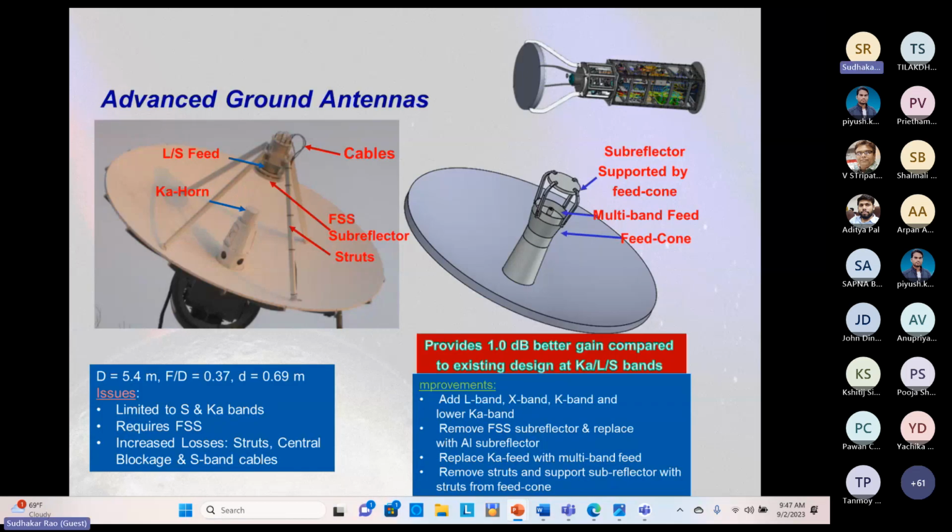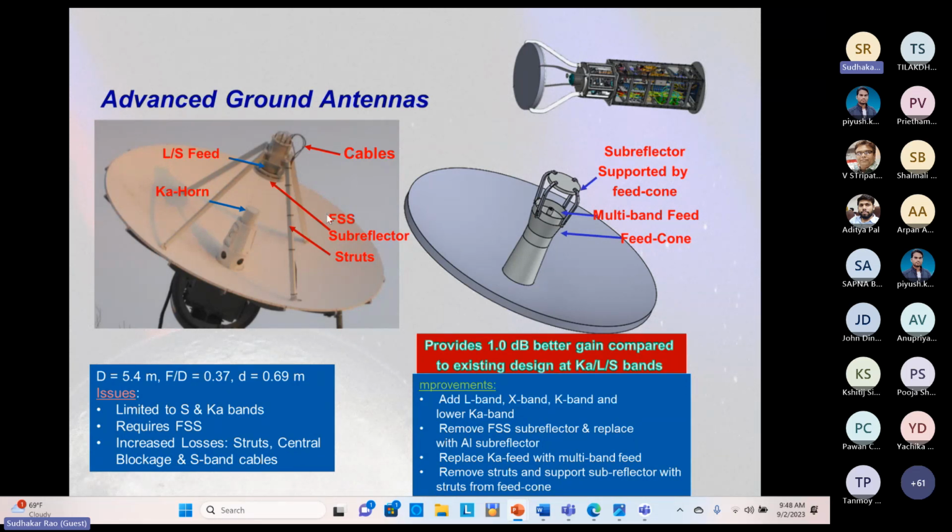And this is the last one, I think, ground antennas. I think the US Air Force currently has, on the left side, what you see, an antenna that works at Ka band and LNS band, which is separated by a frequency selective surface. Basically, a frequency selective surface is transparent to lower frequency and reflective at higher frequency.